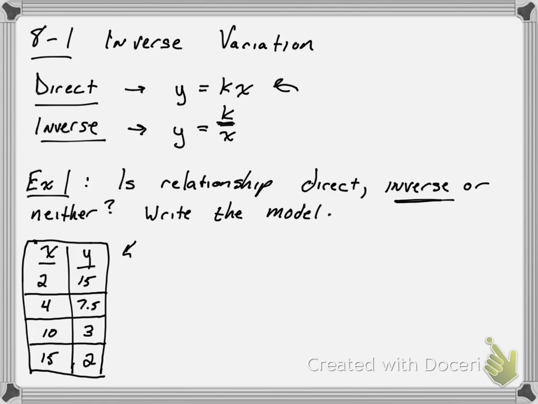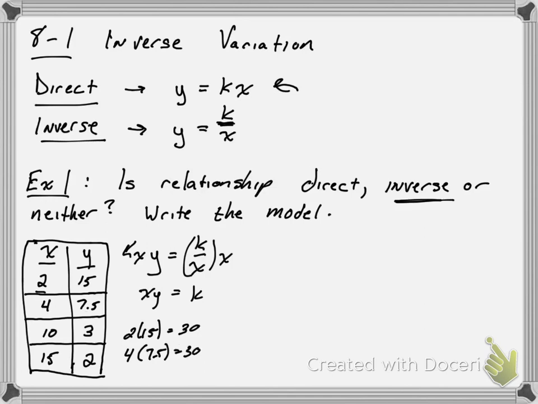How can I find out if it is? I have to see if k is constant. Remember, inverse variation is y equals k over x. If I'm solving for k, I multiply by x, so k should be x times y, and I need to check that each x times y is the same. The first one is 2 times 15, which is 30. Next is 4 times 7.5, which is 30. Next is 10 times 3, which is 30. And the last is 15 times 2, which is 30. They all equal 30, so my k is 30.